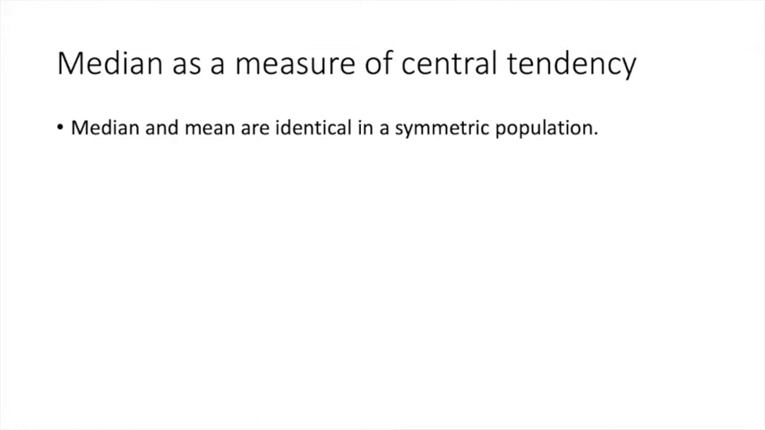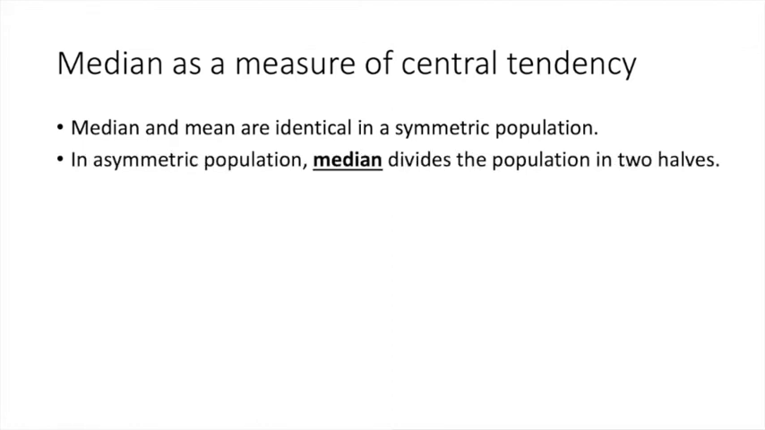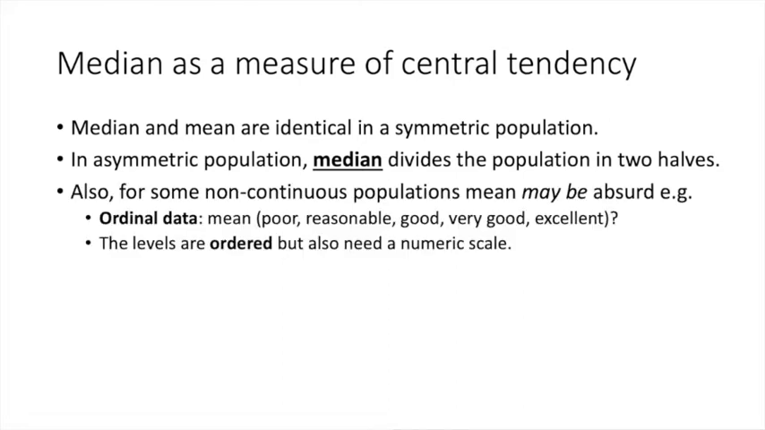As said earlier, median and mean are identical in a symmetric population, but in an asymmetric population, it is the median which divides the population into two halves. Also, defining mean in some situations may even be absurd. For example, in ordinal data, where each observation can be ranked but does not have an exact number attached to it, mean may not be defined.